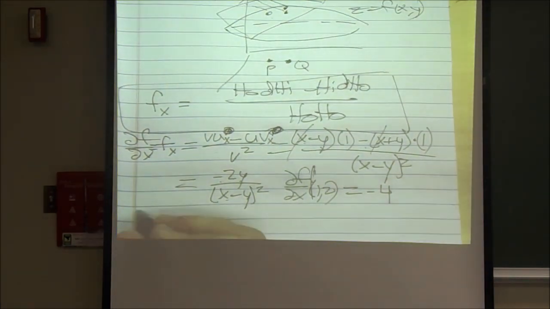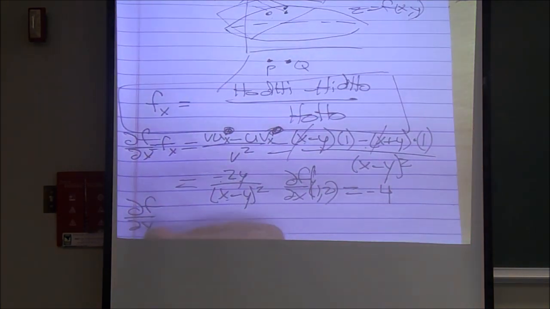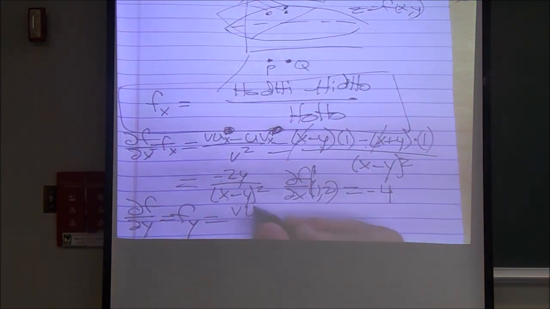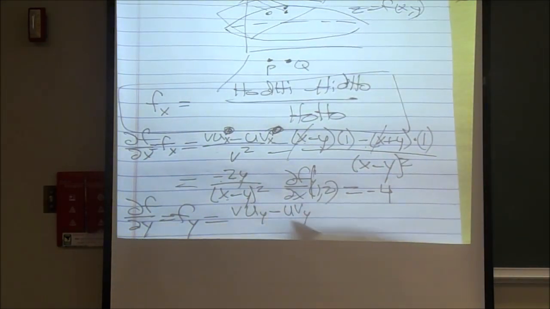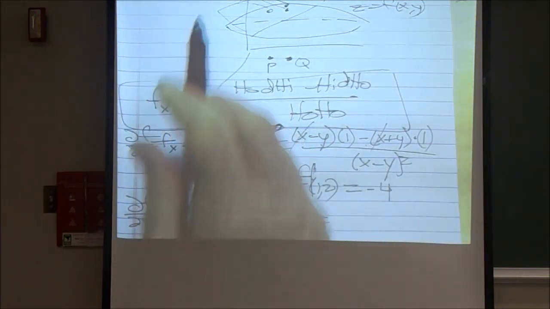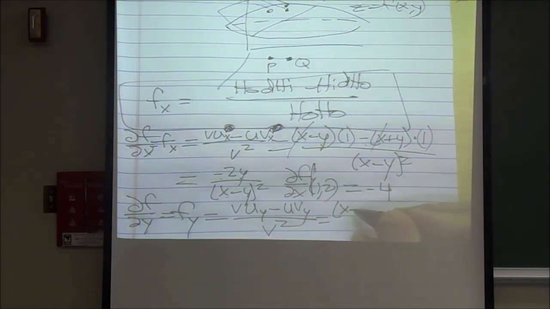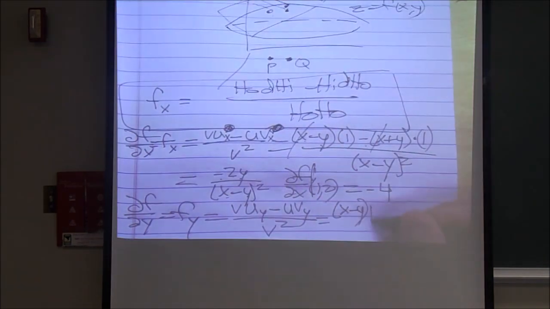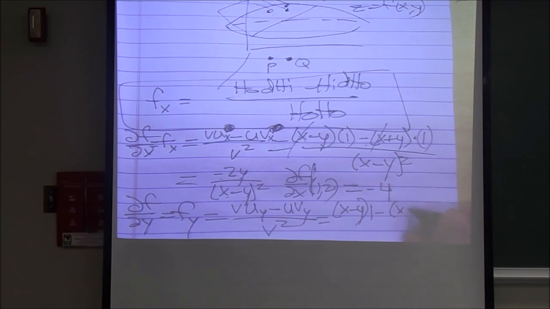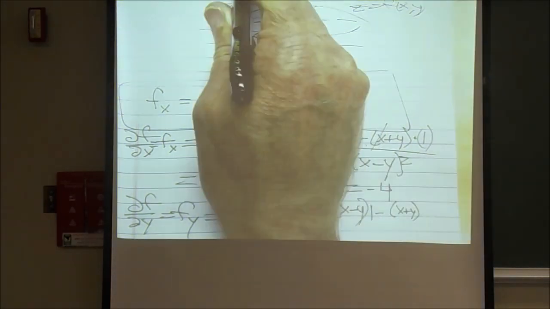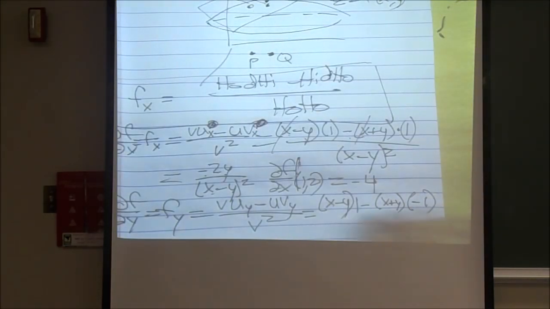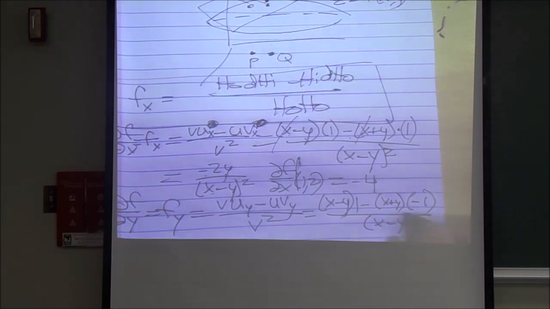Now, we also need df dy, also known as fy. And this would be v uy minus u vy over v squared by the quotient rule. And so v, let's see, is x minus y times partial of u with respect to y, which is 1, minus u, which is x plus y, times vy, which, if you look up here, is minus 1, all over v squared, x minus y squared.